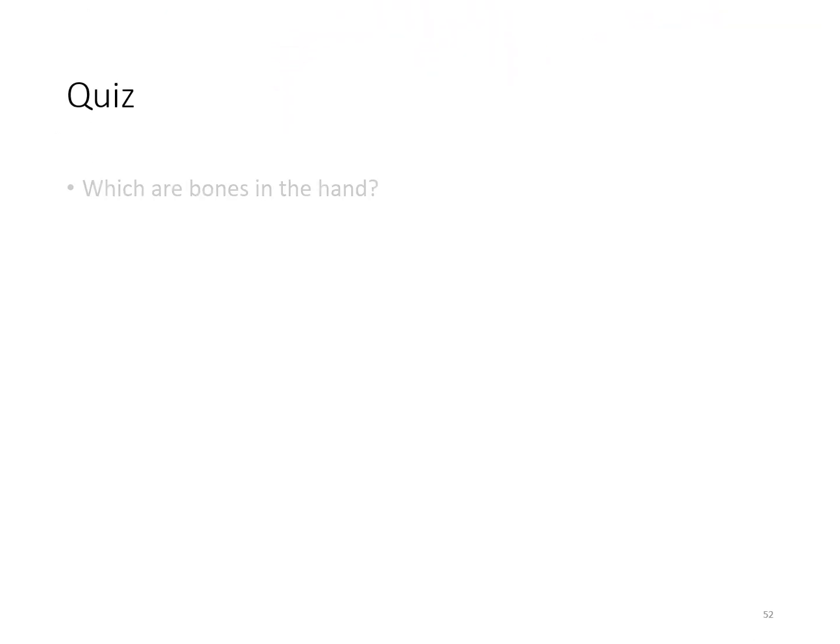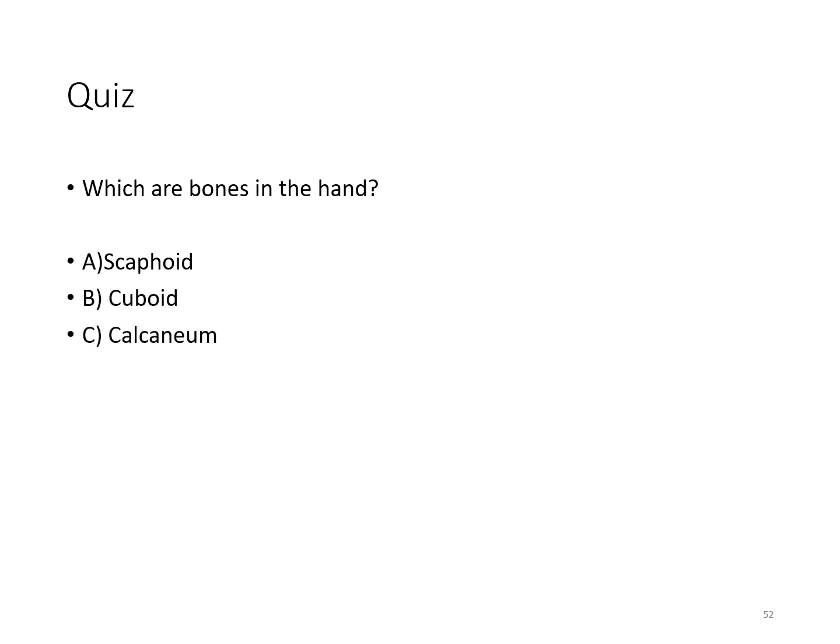We come to a quiz, right? Which of these are bones in the hand? Is the scaphoid a bone in the hand, cuboid, calcaneum, or pisiform? Which ones of those are bones in the hand?